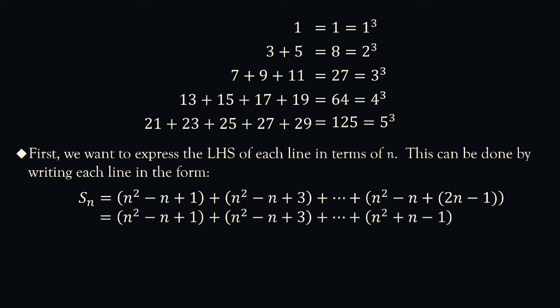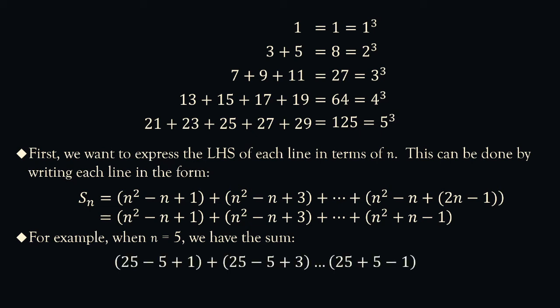Of course, we can simplify this a little bit so that S sub n is equal to n squared minus n plus 1, skipping a number each time and going all the way up to n squared plus n minus 1. For example, if n was 5, then we would have the sum 25 minus 5 plus 1, 25 minus 5 plus 3, and going all the way up to 25 plus 5 minus 1. This would, of course, give us 21 plus 23 plus 25 plus 27 plus 29.